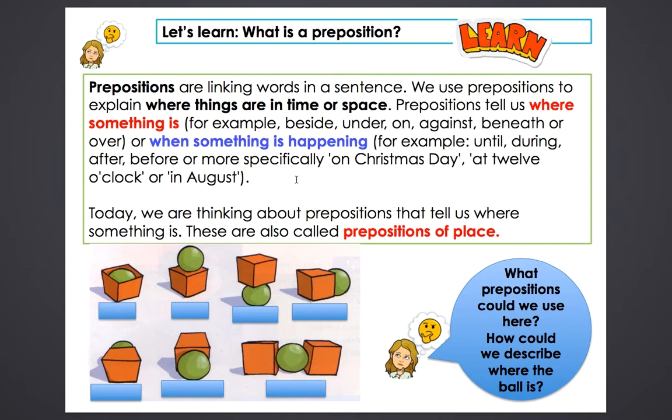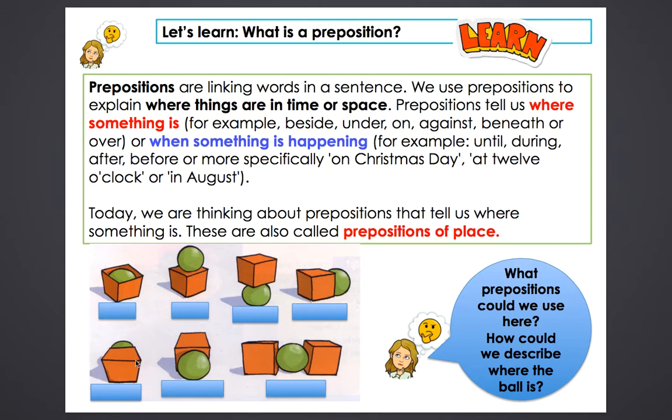Okay, now we're going to be focusing today on these ones, the prepositions that tell us where something is, so things like beside, under, on, beneath, or over. Okay, and another way that we could think about those is that they're called prepositions of place. They tell us where something is in our sentence.